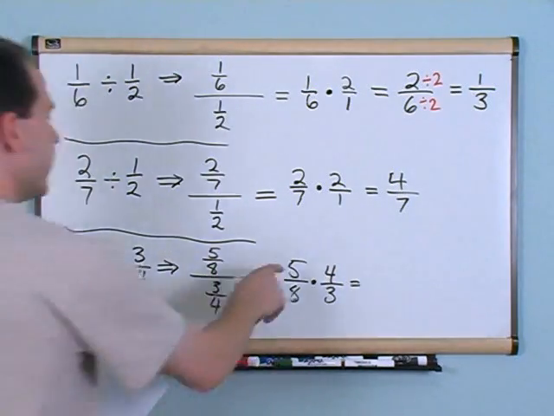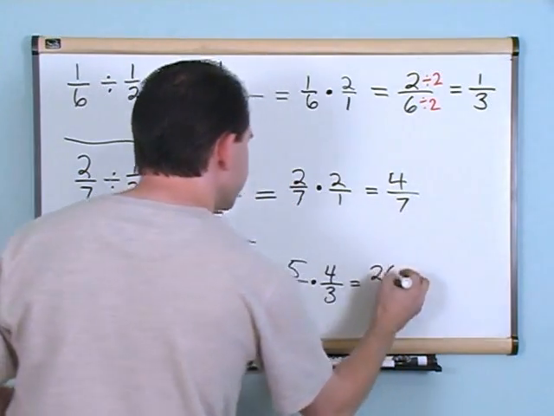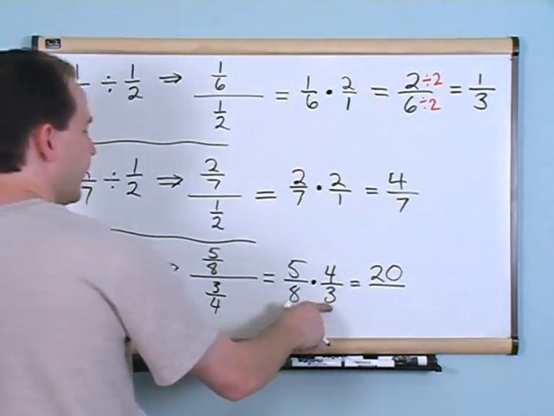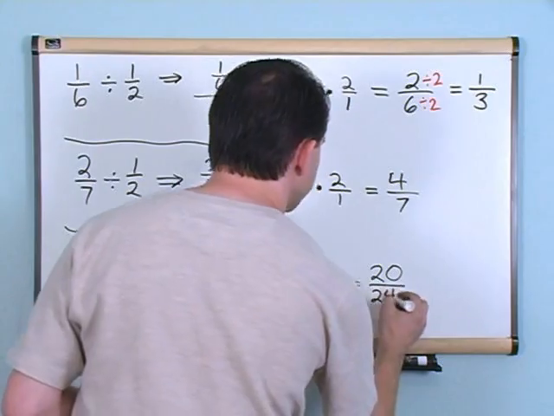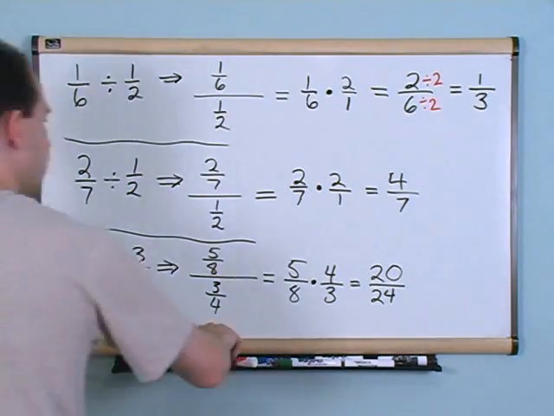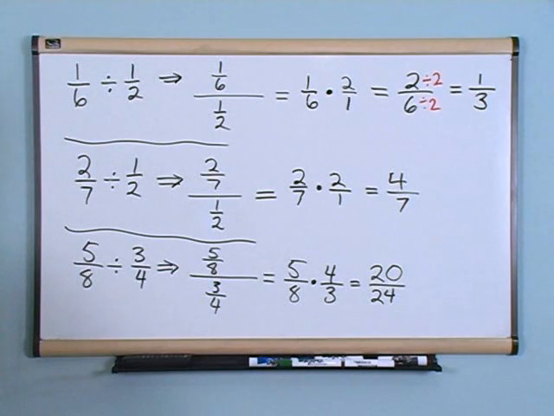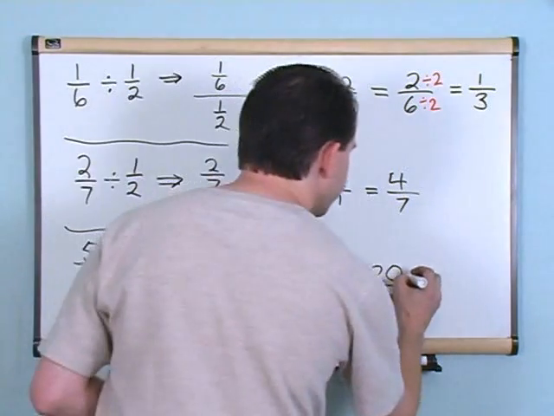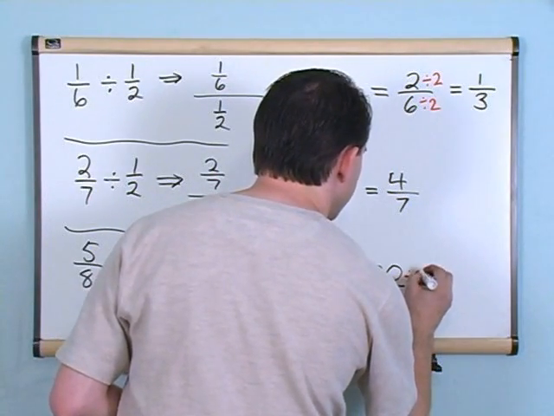So it's real easy. 5 times 4 is going to give you 20. Okay? And 8 times 3 is going to give you 24. So like anything else, you need to go and say, well, can I simplify this anymore? Can I do anything special with this? Okay. Well, you can divide the top and the bottom by 4.